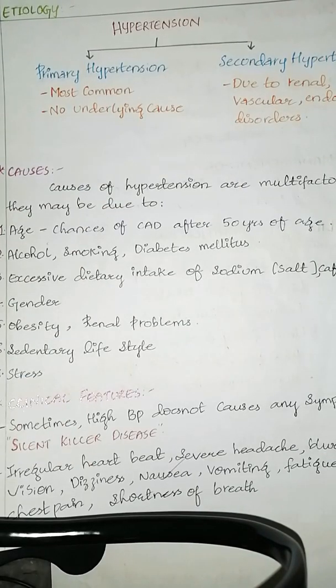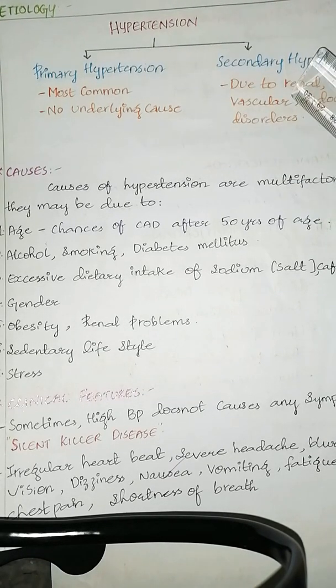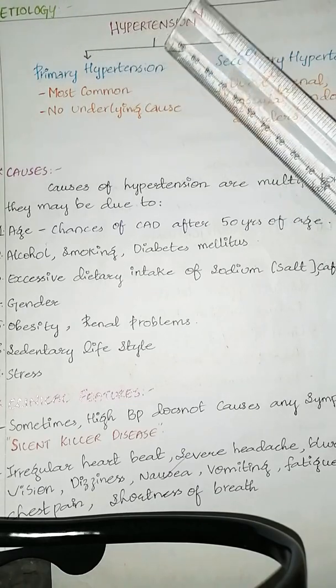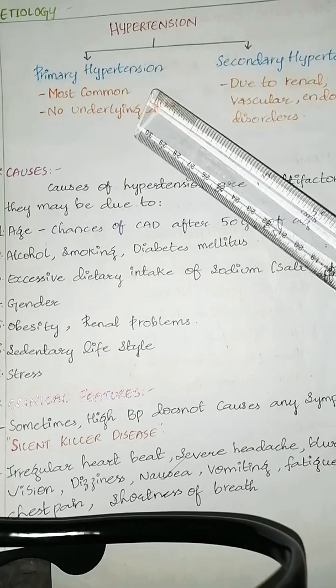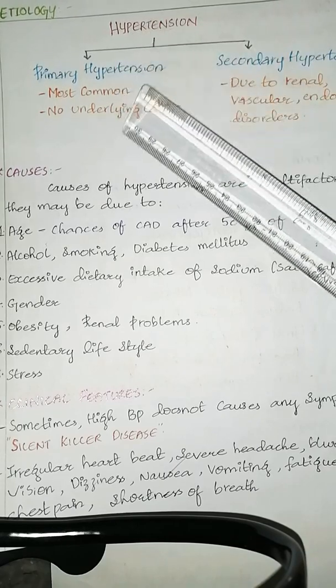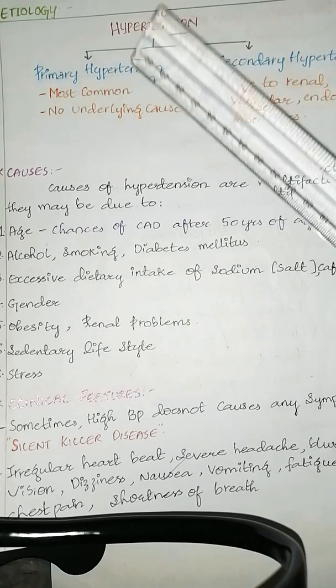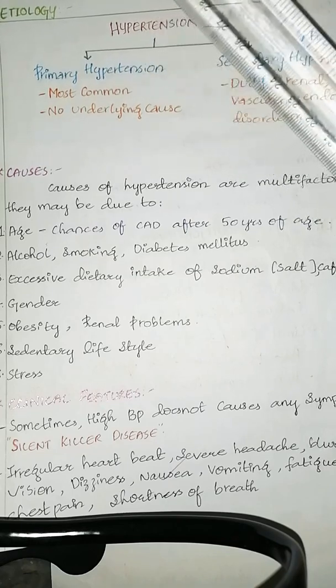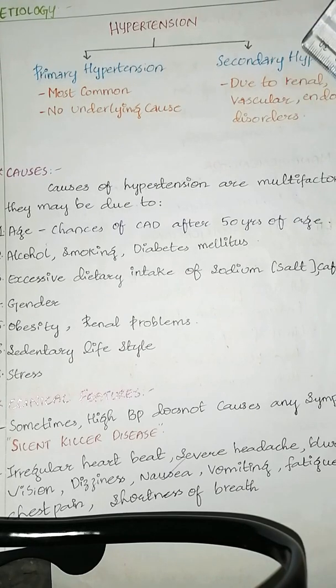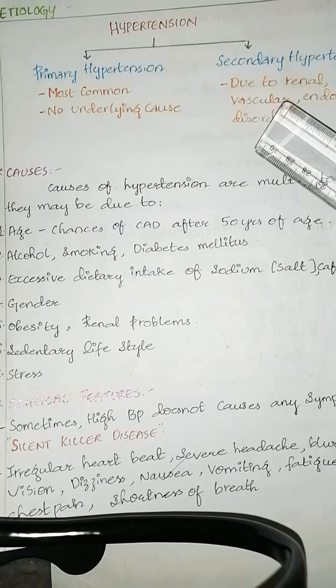Next, coming to the etiology of hypertension. Hypertension could be primary hypertension or secondary hypertension. In primary hypertension, there is elevation in BP with no identifiable cause, and it is the most common type of hypertension. In secondary hypertension, the elevation in BP is due to renal, vascular or endocrine disorders.